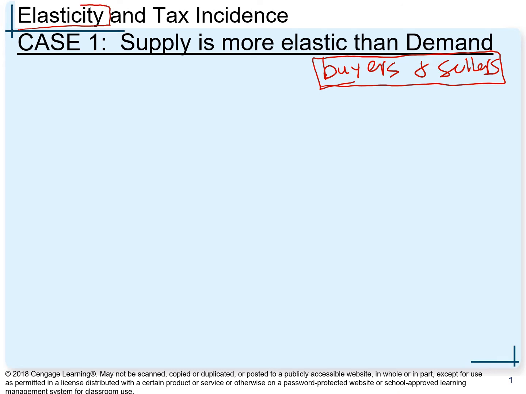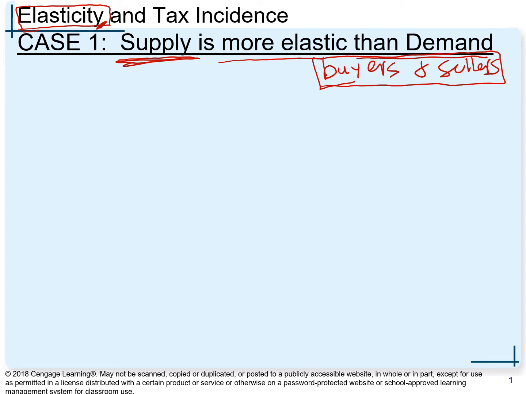So in the previous video, we had that market for pizza or ice cream, and buyers paid 30 cents more for the product after tax was imposed, and sellers were receiving 20 cents less for the product that they were selling. So why is it working this way? Once again, it depends on elasticity, and let's look at this scenario where supply is going to be more elastic than demand.